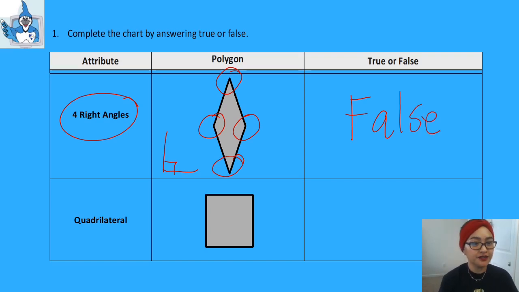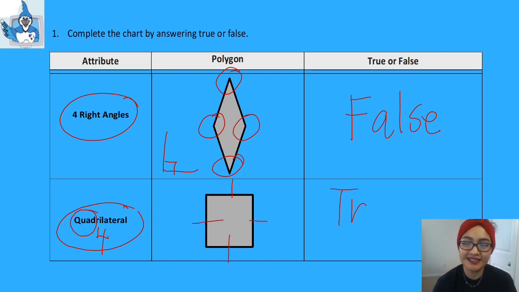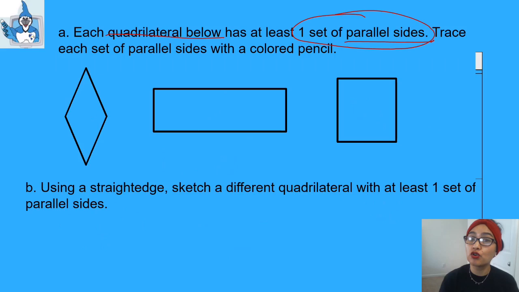Now let's move on to quadrilateral. Is this a quadrilateral? I remember I said 4 sides. Let's count the sides. 1, 2, 3, 4. Of course, that's a square. So that is a quadrilateral. The answer is true. Okay, so that's what we're going to find from these quadrilaterals.